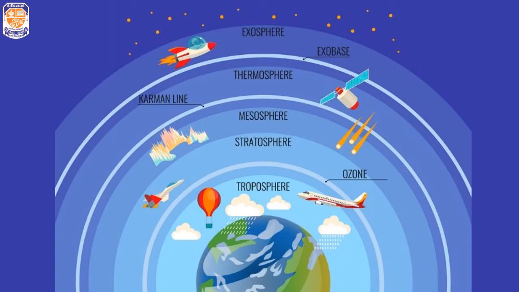The innermost layer is called the troposphere. It extends till 12 kilometers. This is the layer in which we live. The ozone layer is present right above the troposphere and acts as a shield, barring the harmful UV rays from entering the Earth. Then comes the stratosphere that continues up to 50 kilometers. Only a few jets are able to fly up to this layer.